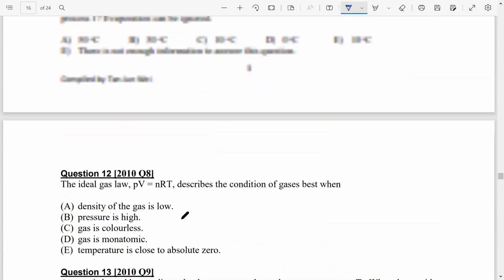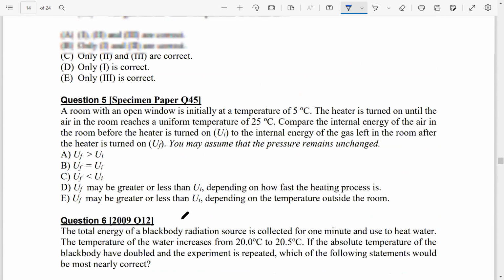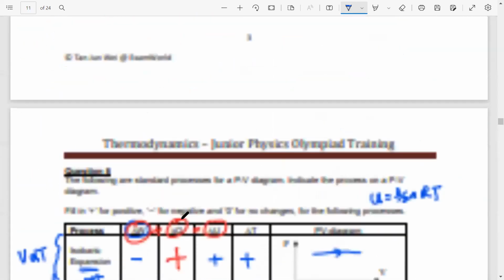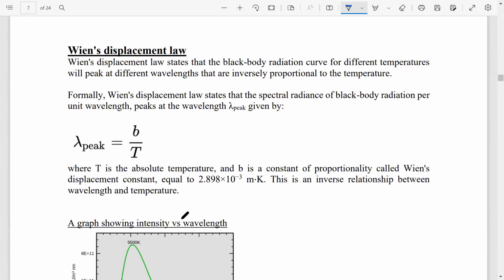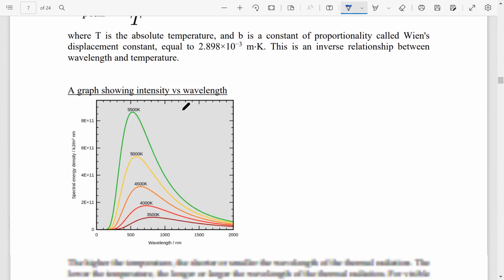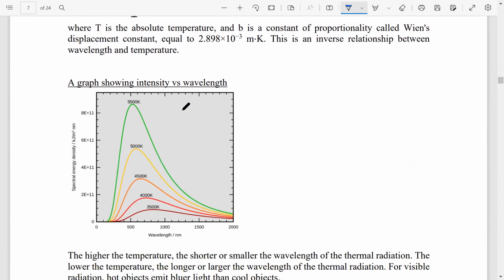Now let's go back to the last concept, which is Wien's displacement law. Again, this is actually built on the black body radiation. It builds on black body for different temperatures. It's telling you that the curve peaks at different wavelengths, specifically for the infrared waves. So this is how the graph looks like.